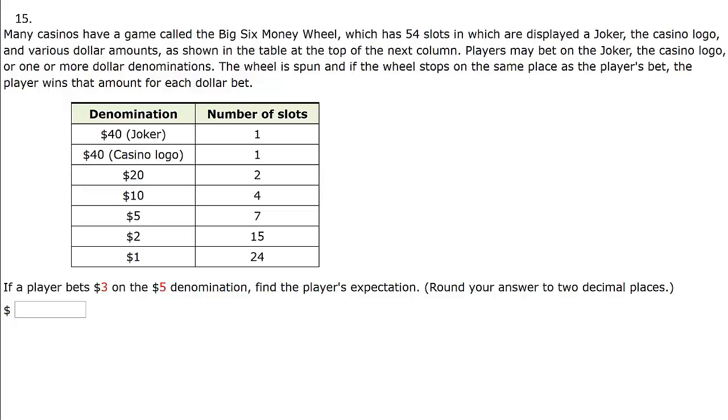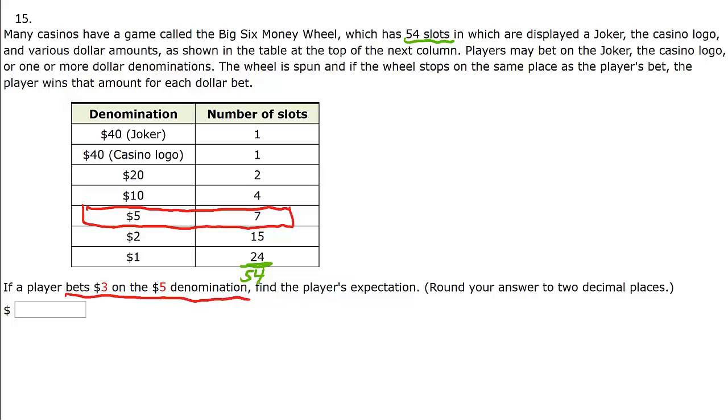Notice the table has a denomination column and a number of slots column. The question is, if a player bets $3 on the $5 denomination, find the player's expectation and round your final answer to 2 decimal places. Notice that if you add up the number of slots, those numbers add up to the 54 slots that they told you in the beginning that there were. Those counts are going to be the basis of our probabilities.